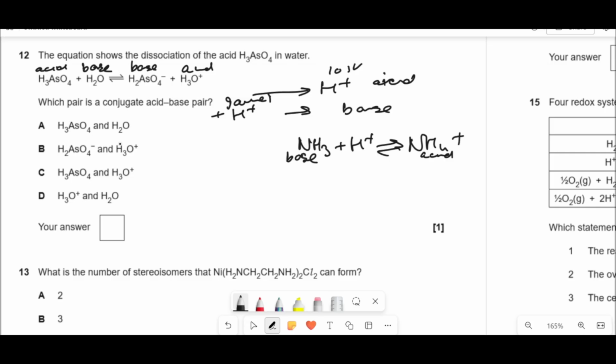So this and this are no, because this does not lose an H+ to become that, nor does it gain one, so that's out. This and this, again, same thing, this doesn't lose an H+ to become that, or gain one and so forth, so that's out. This and this, again, same reason, so it's only got to be D.